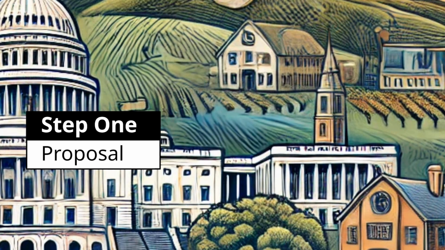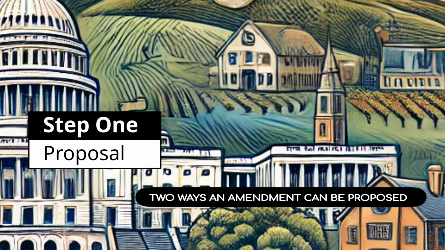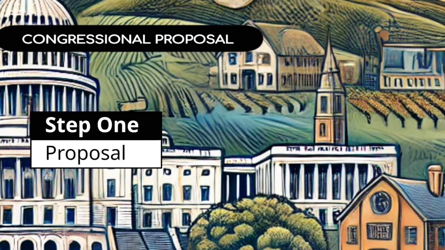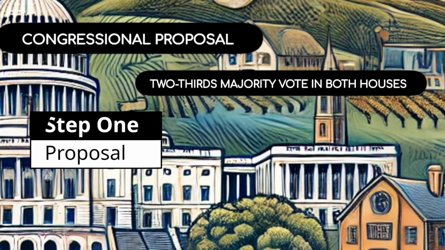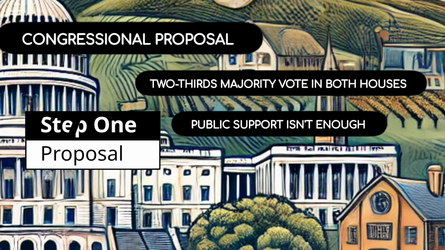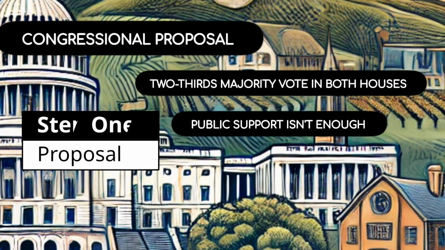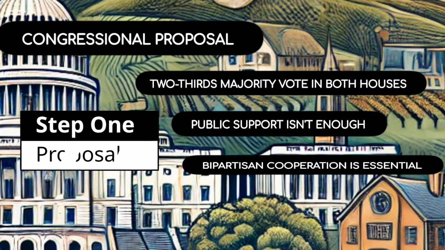Step 1. Proposal. There are two ways an amendment can be proposed. By Congress. This is the most common method. An amendment must first gain approval by a 2/3 majority vote in both the House of Representatives and the Senate. The 2/3 requirement means that even widespread public support for an amendment may not guarantee its success. Bipartisan cooperation is almost always essential.